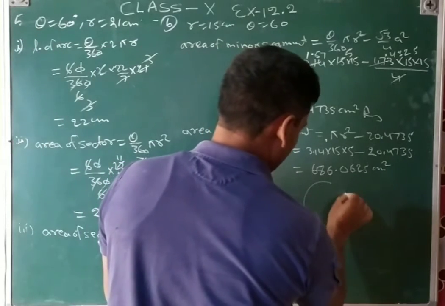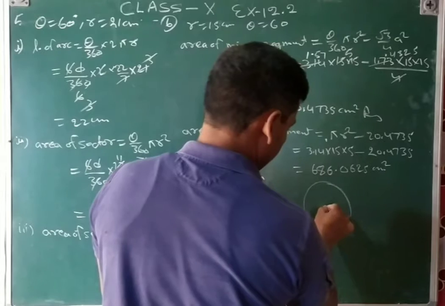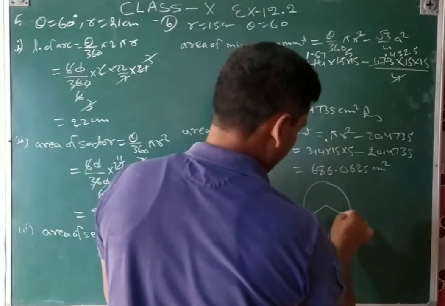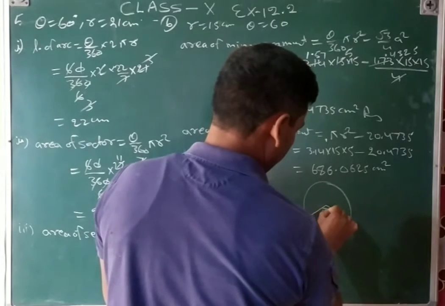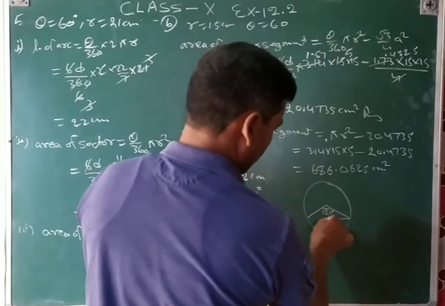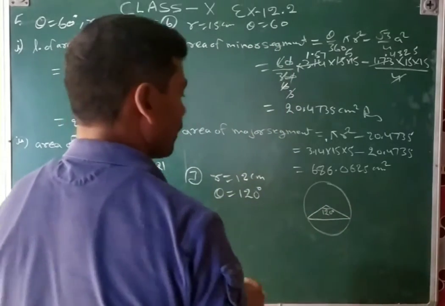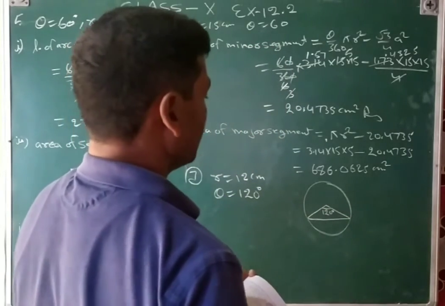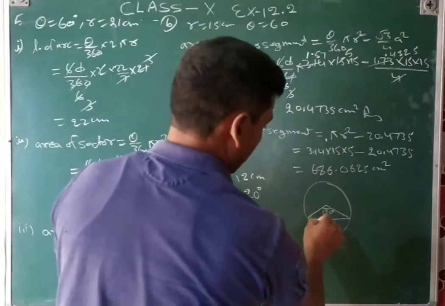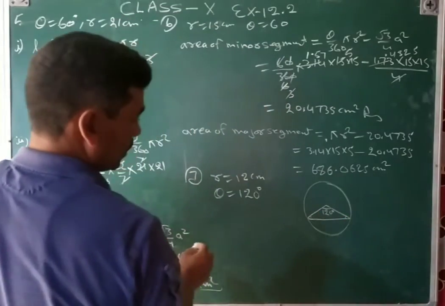So that, see the diagram, this is the 120 degree, and then this one, we have not a formula, find the area of that one. So this angle will be 30.